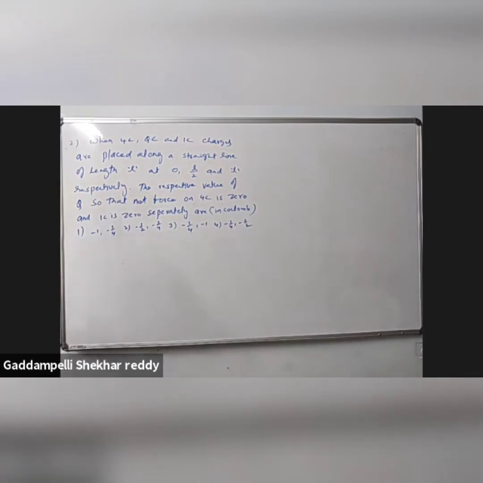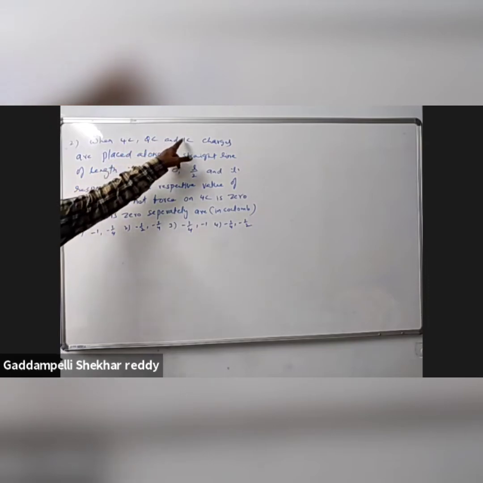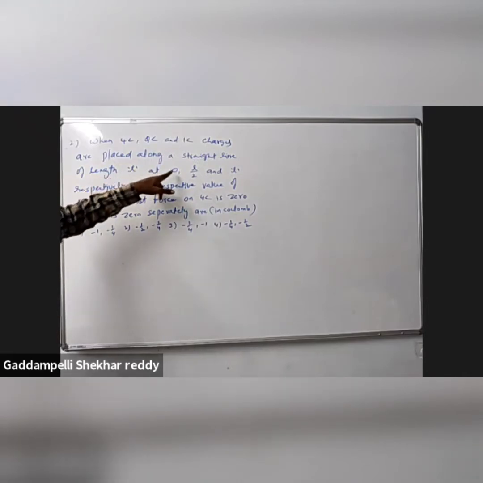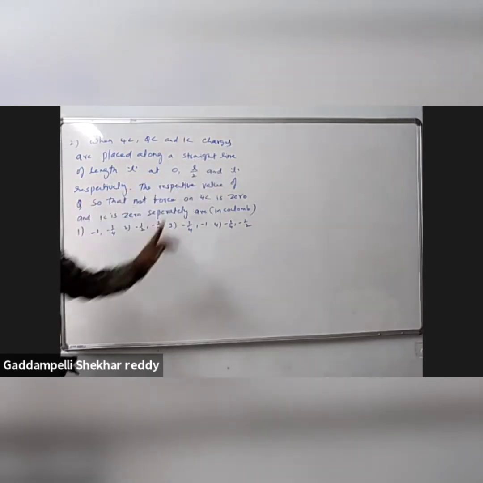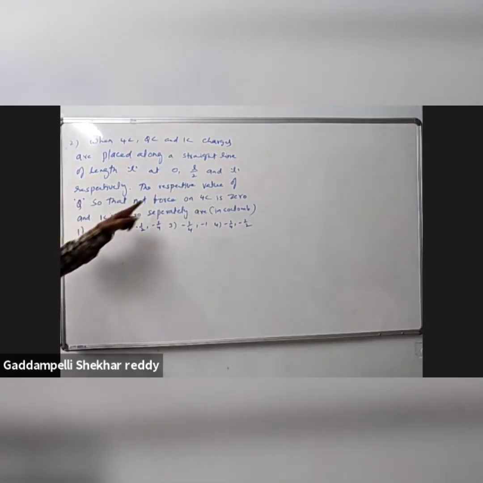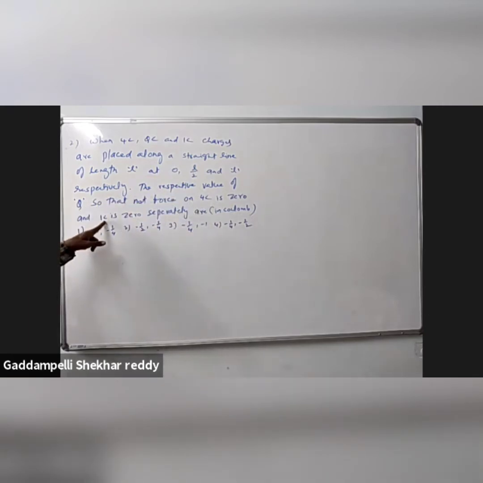Okay, here once again, when a 4 coulomb charge, Q coulomb charge, and 1 coulomb charge are placed along a straight line of length L, at 0, that means the origin, L by 2 and L respectively. What is being asked here is the respective value of Q, so that the net force on 4C is 0 and on 1C is 0 separately. So here two cases are given.